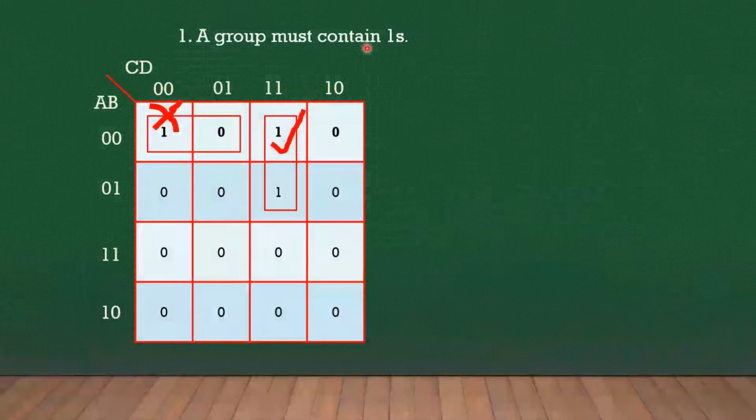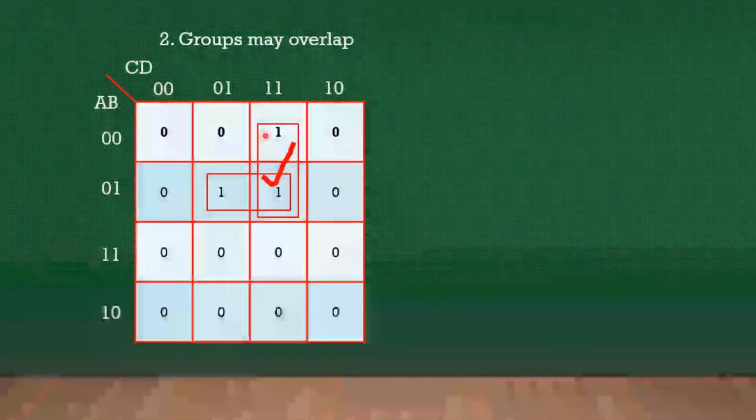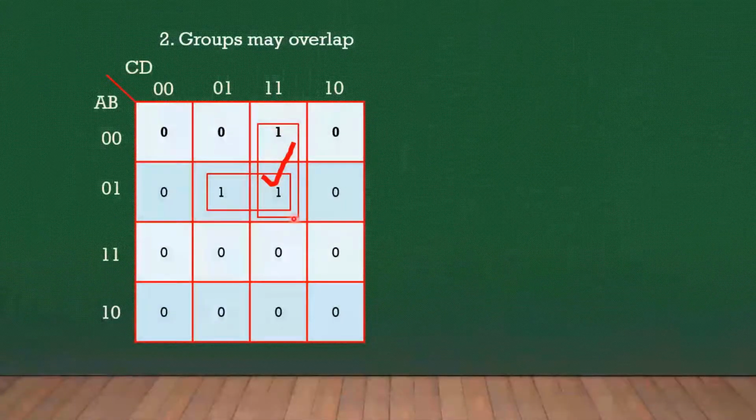The second one, groups may overlap. Let's see what it means. Here, it is possible to group 1 and 1, the vertical grouping. The second, 1 and 1, is also possible because they have a 1 in common, they overlap. So groups may overlap. It doesn't matter if they overlap, they are correct. So we are correct if we group like this. This is allowed by the K-map rules. So don't worry about that. The third rule, a group may wrap around a table. Let's see what it means.